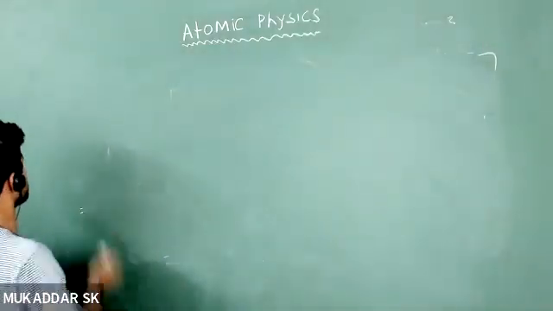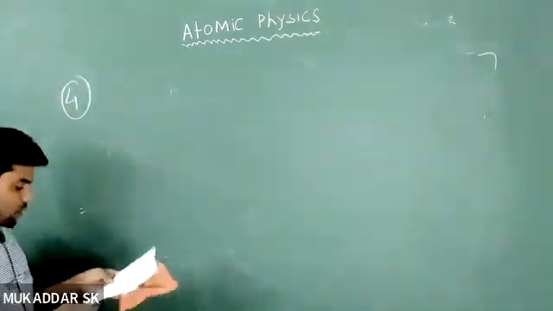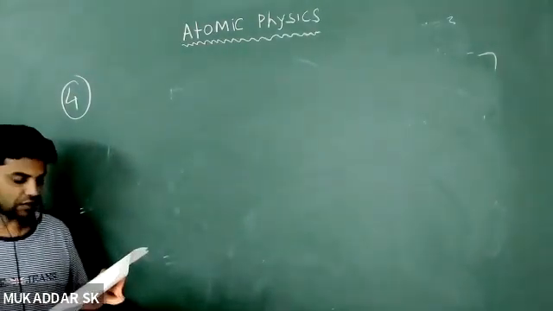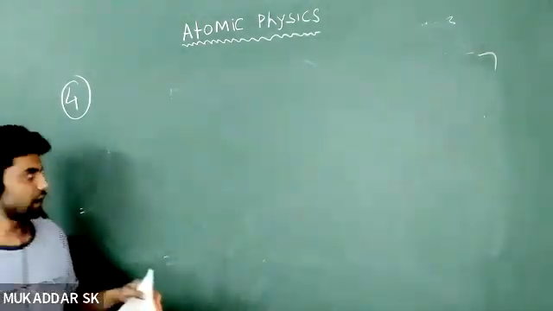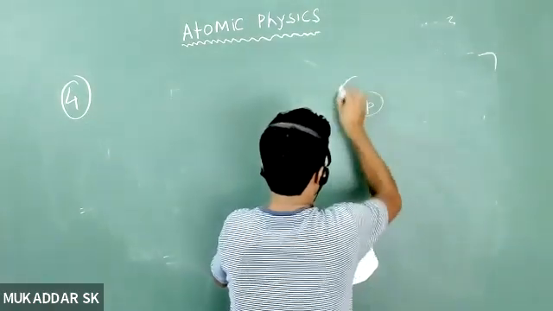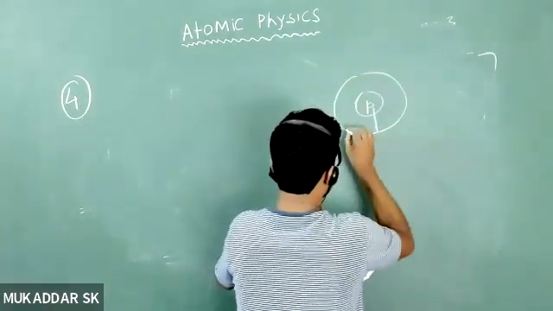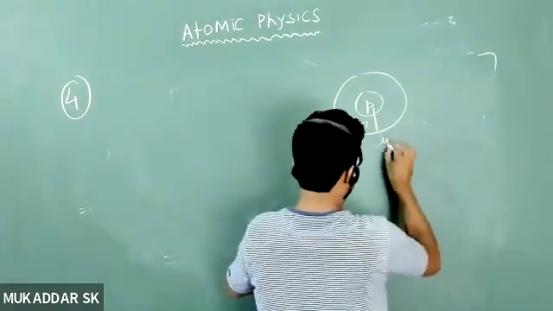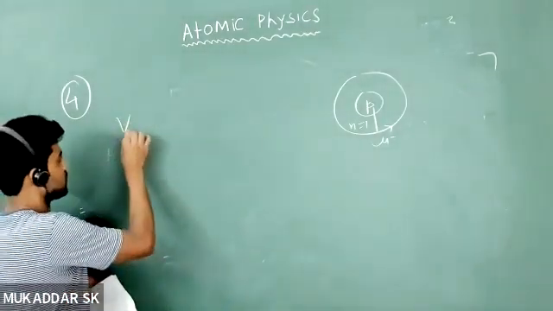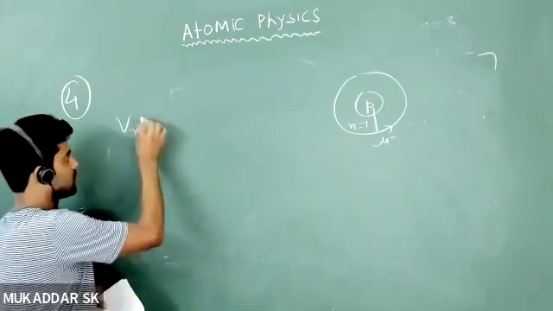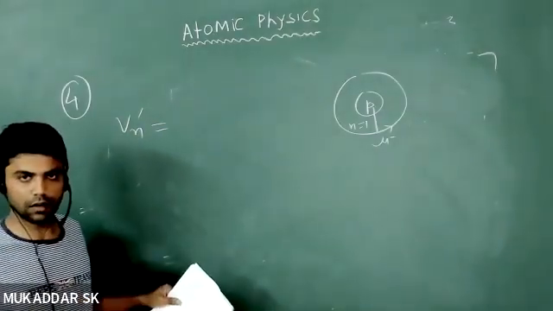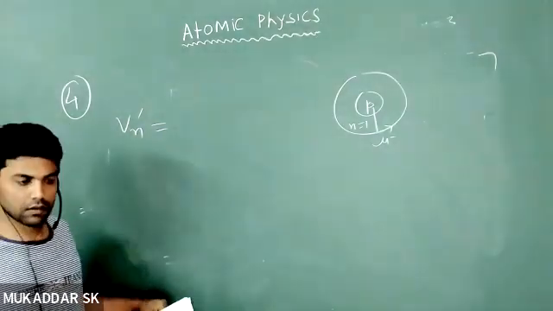Question number 4. The velocity of the mu particle in the first Bohr orbit of muonic hydrogen. Again the same system: we have a proton at the nucleus and a mu particle revolving, and that orbit number is n equals 1. The velocity for finite mass will not change, because velocity is independent of reduced mass.